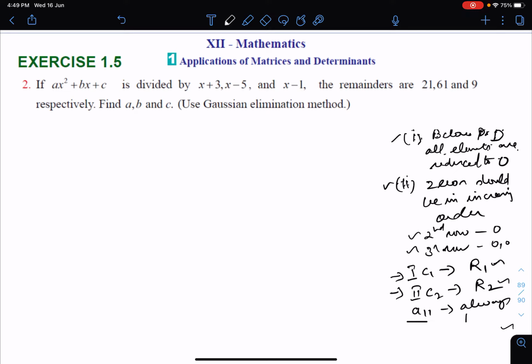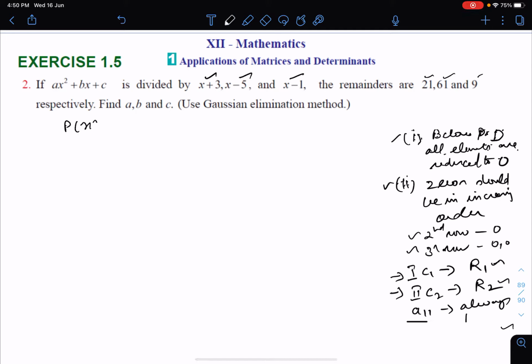If ax square plus bx plus c is divided by x plus 3, x minus 5 and x minus 1, so they have given us 3 factors, x plus 3, x minus 5 and x minus 1, and the remainders are 21, 61 and 9. Then find a, b and c. Use Gaussian elimination method. What is our remainder theorem?